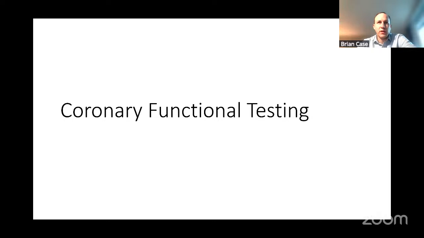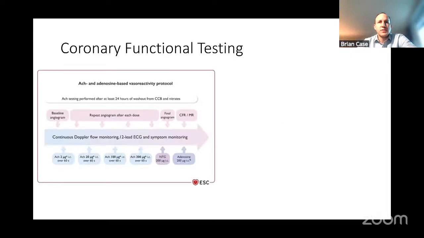So what is coronary functional testing? We're evaluating for coronary microvascular dysfunction, epicardial vasospasm, and microvascular spasm. We do this by acetylcholine provocative testing and then invasive physiology with adenosine. This is from the ESC guidelines from last year.